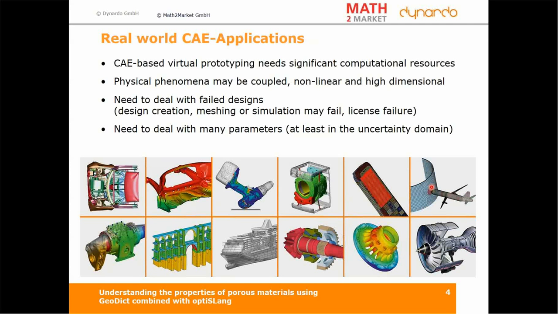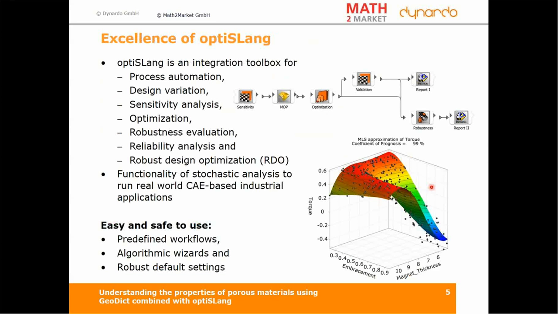And so optiSLang is at the end easy and safe to use, because we want to offer you predefined workflows, and how these look you will see in the second part of the webinar when we make a little live example. As well, we are offering algorithmic wizards, so we will see a lot of different traffic lights which will indicate which algorithm you should use for your special application, and which algorithms optiSLang is offering.